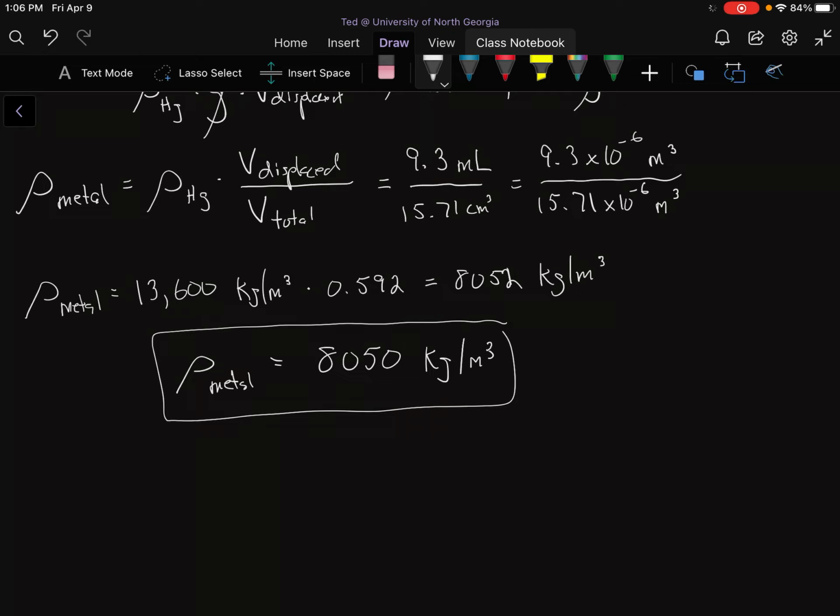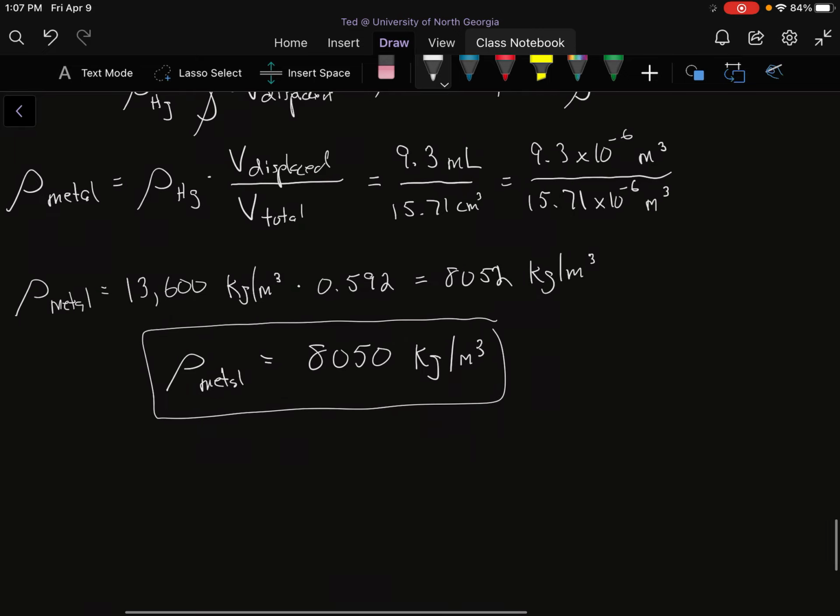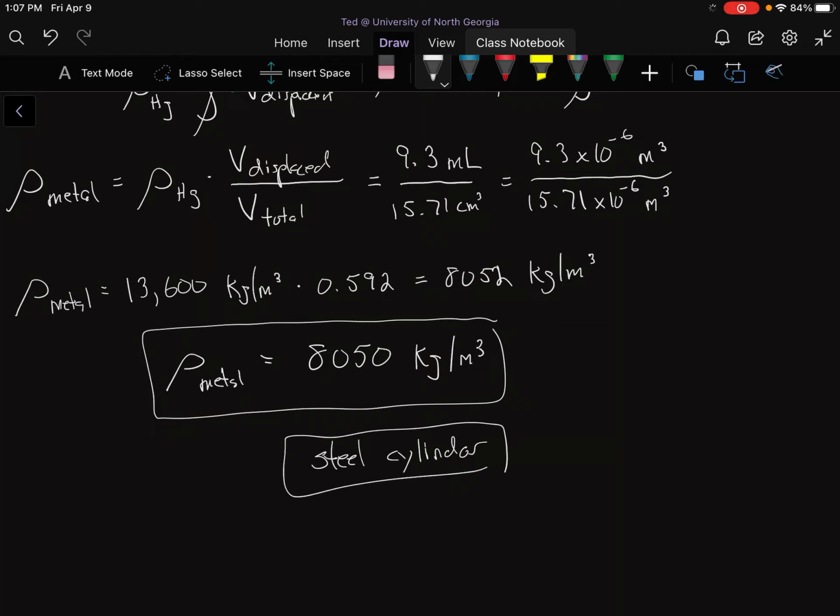Now, the last part of the question said, well, what metal is that? And the only real way to do that is to go look at a table showing the density of different metals, and it turns out that steel has a density of 80.50 kilograms per meter cubed, so it looks like this is probably a steel cylinder. Okay, so again, that is how we deal with buoyant forces.